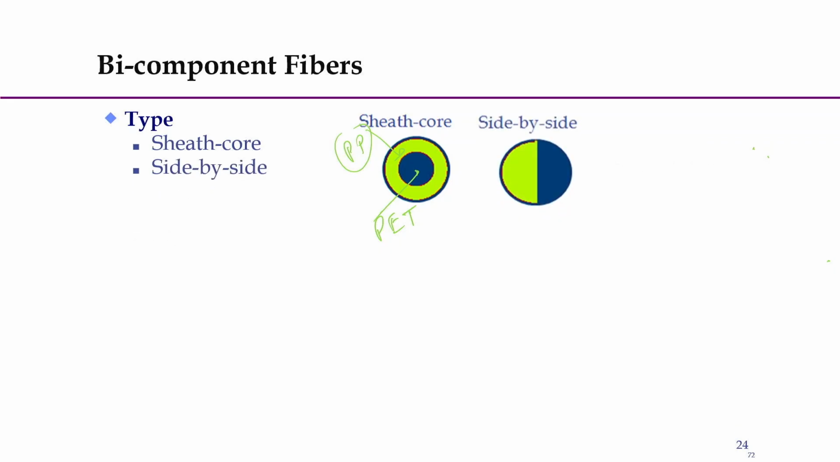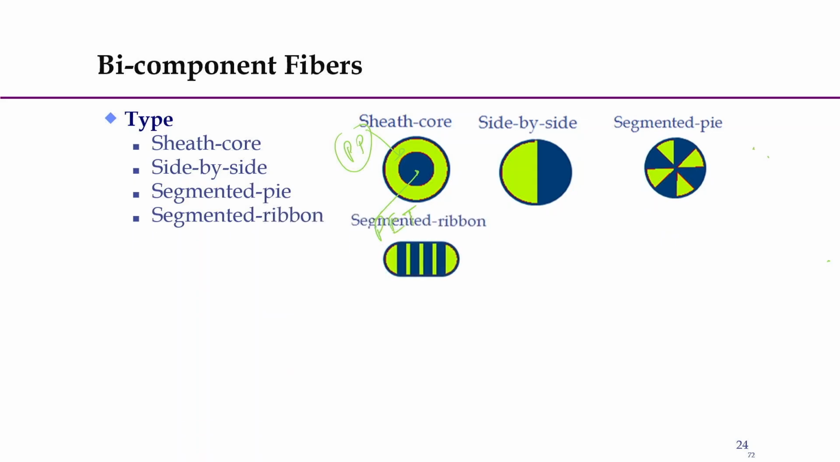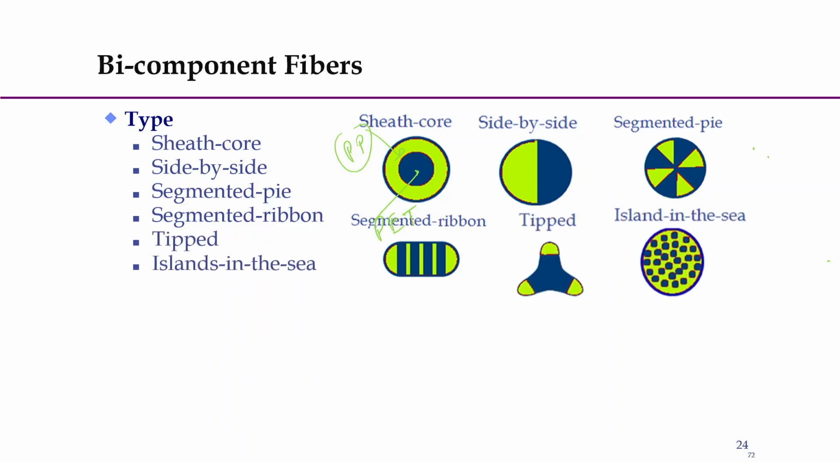There is also the side by side arrangement, segmented pie arrangement, segmented ribbon arrangement, different tipped arrangement, and island in the sea. So, these different arrangements are there, which help in bonding. Also, these fibers may be created such that after heating they form a crimped structure which will be porous. Okay.